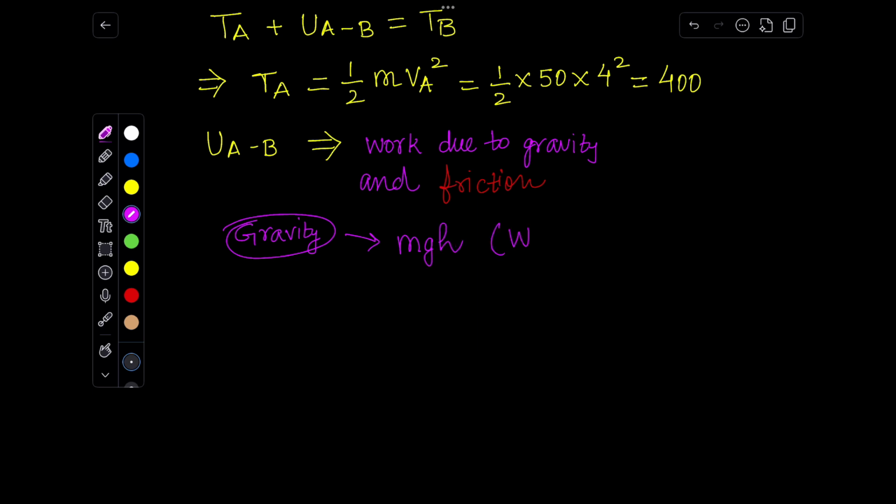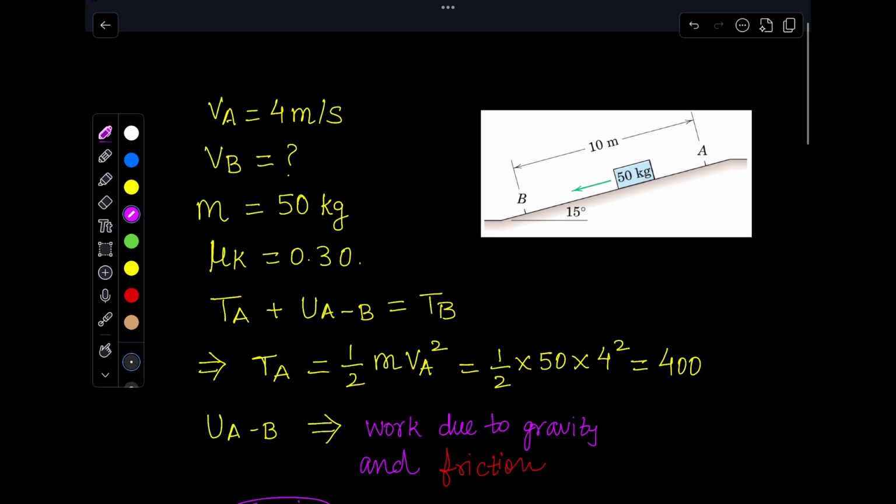The work due to gravity is mgh: the mass, the gravitational acceleration, and h. And this will be positive. Why? Because this 50 kilogram crate is going towards the downward direction. It means the work is towards the direction of the gravitational acceleration, downward direction.